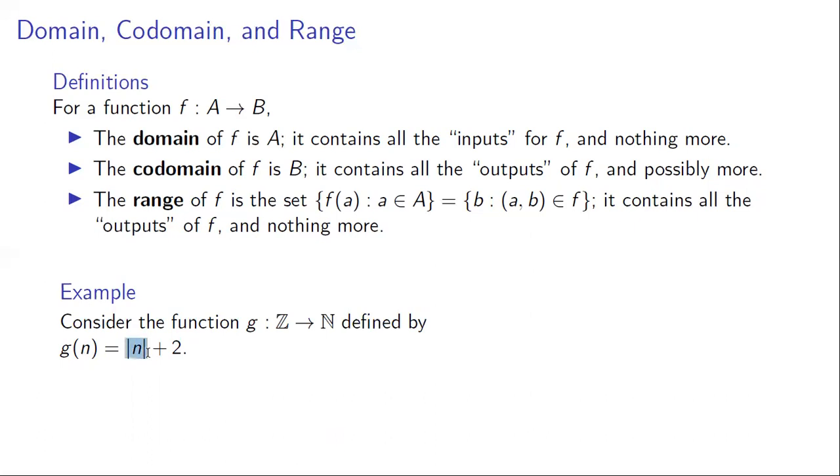Okay, this has to be absolute value because n is not a set. So obviously this is not cardinality. It has to mean absolute value. So absolute value of n plus 2.